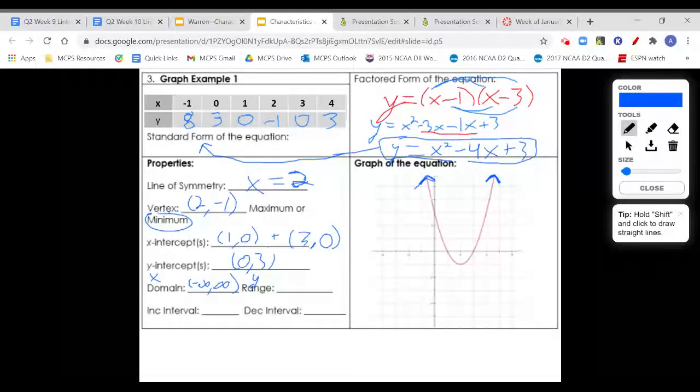Your domain will always be -infinity to infinity. The range will change though, okay? Because the range is our y values. So that means top to bottom, basically what values are covered.